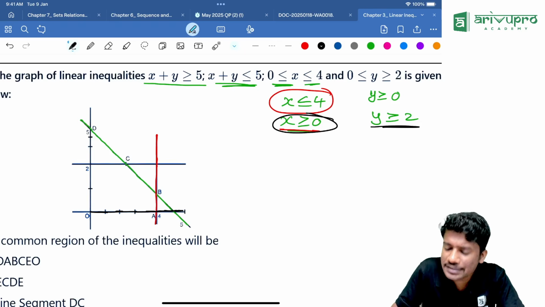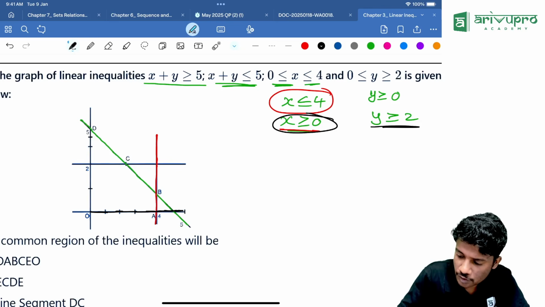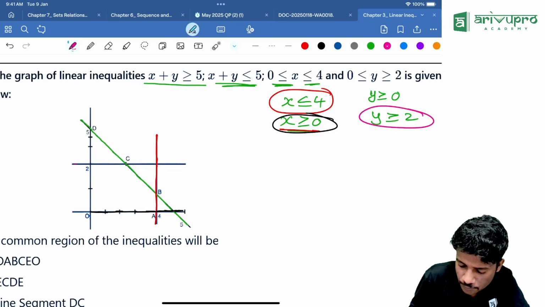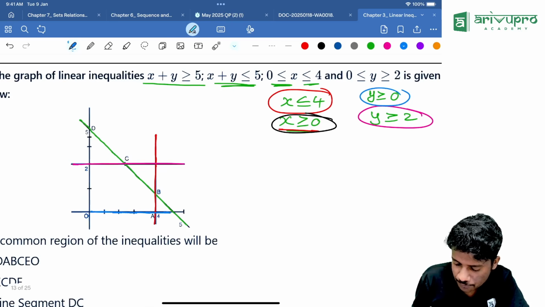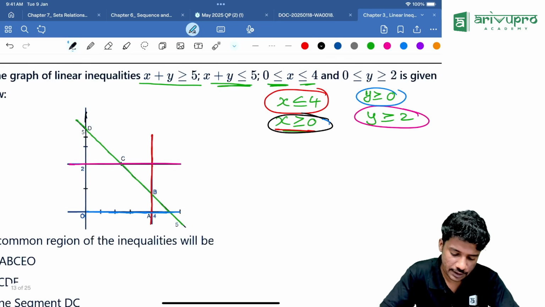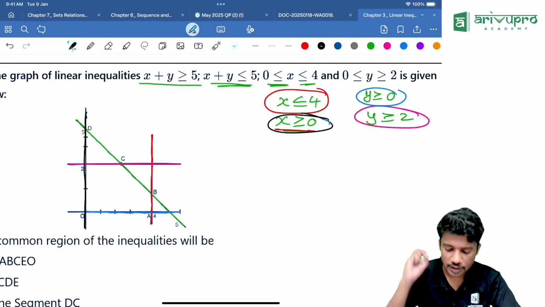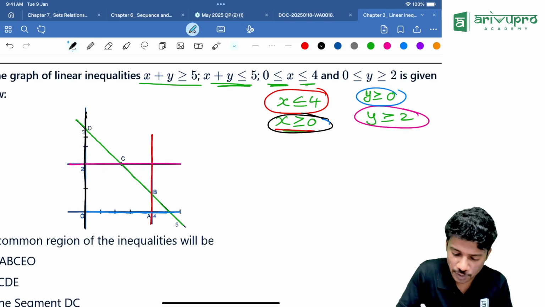Now, y is greater than or equal to 2. Which is the line? Y is greater than or equal to 2. I made a mistake, I guess. This is what line? Y is greater than or equal to 0. This is the line. Then x is greater than or equal to 0. Which line? This line. Yes. Now we have drawn everything. Everything is clear. Now I will start asking you some questions.